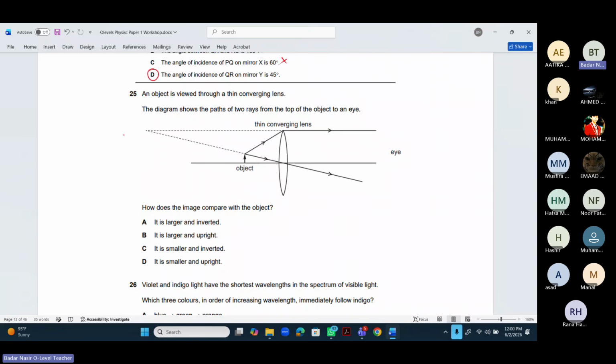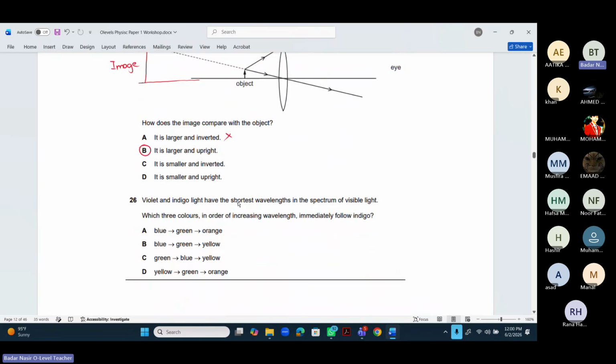देखो इमेज फॉर्म तो इधर ही हो रही है कहीं पे, ये इमेज है, इमेज लार्जर तो है बट इट्स नॉट इन्वर्टेड, इट इज लार्जर एंड इट इज अपराइट. सो इमेज और ऑब्जेक्ट दोनों ही सीधे हैं, सेम मतलब अपवर्ड्स है. सो दिस इज द करेक्ट ऑप्शन आंसर.